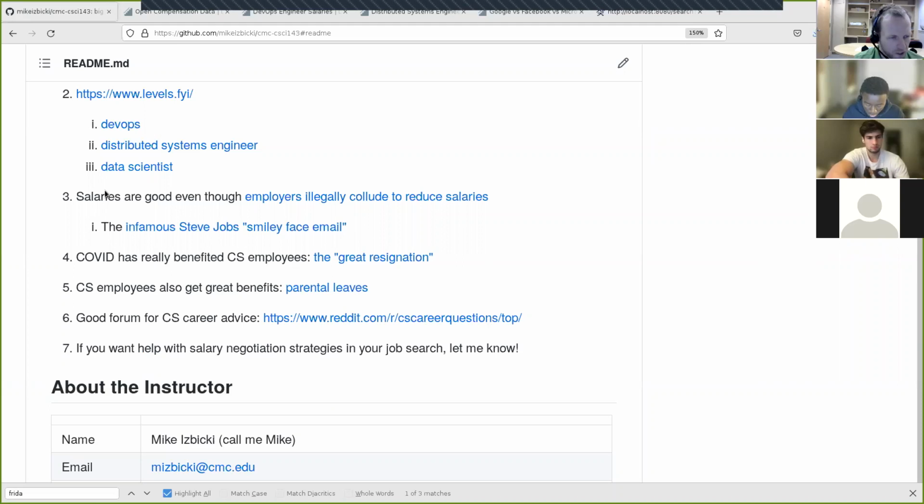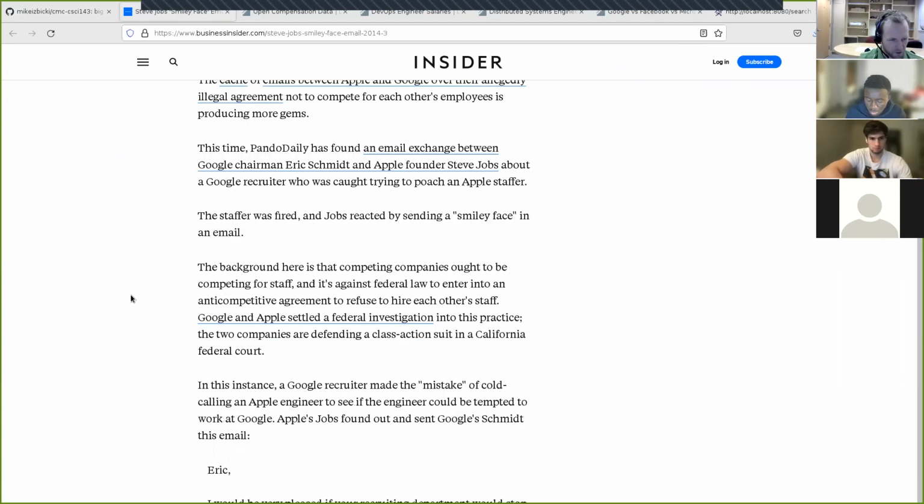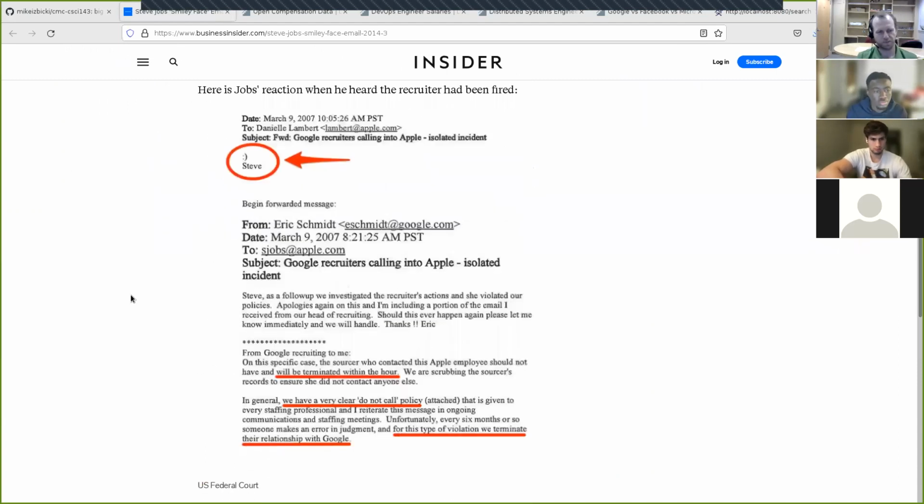These salaries are all really good, even though employers have been illegally colluding to reduce salaries. This goes to a link on Wikipedia that you can look at if you want, but there's this really famous email from Steve Jobs called the smiley face email. I'll scroll down a little bit so that we can see what that email looks like. At the time, Steve Jobs and Eric Schmidt, CEOs of Apple and Google, had an agreement that they wouldn't hire each other's employees.